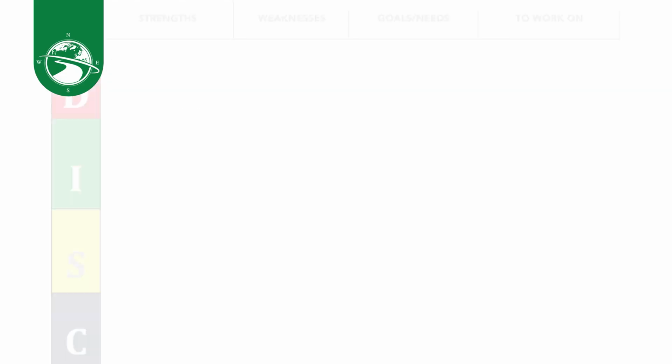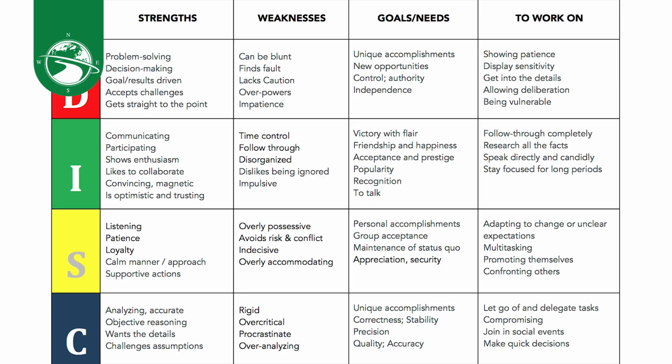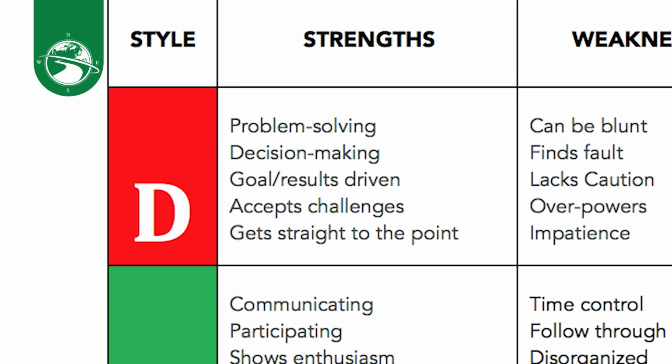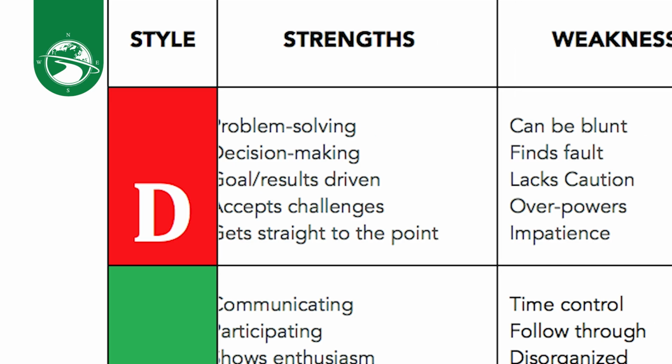So here's another great graph that you can take a look at with the strengths. Let me go down through this and we'll cover each of them. So the high D, the director, the driver, the dominant personality, the strengths: problem solving, decision making, results driven, accepting challenges, getting straight to the point. That's what you can count on in a D.